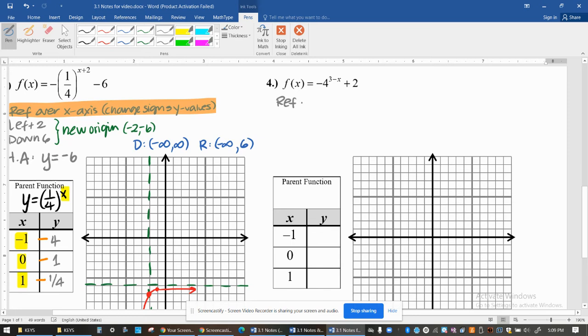Did you see that there's a reflection over the x-axis? So you have to change the signs of y. Hopefully, if you did, good job. Did you notice that there was also a reflection over the y-axis, which means you also have to change the signs of x?